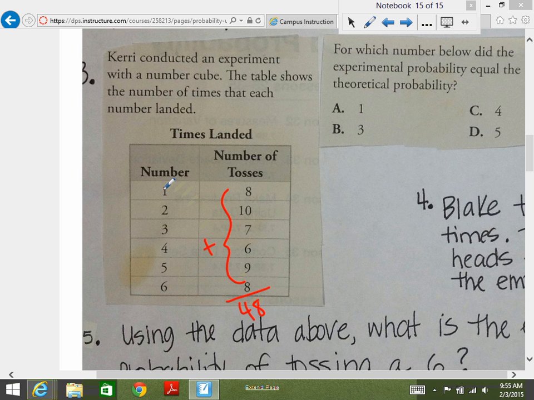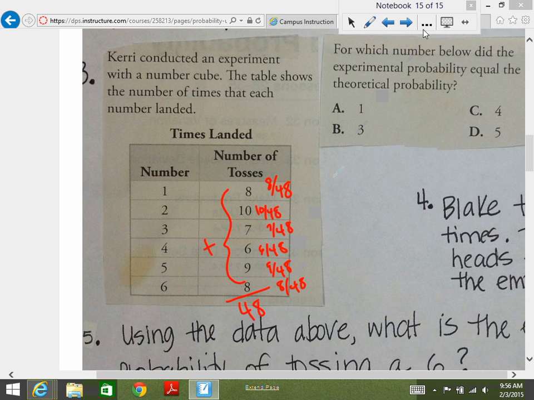So what's the experimental for rolling a 1 for her? What will her fraction be? 8 out of 48. What about rolling a 2? 10 out of 48. Rolling a 3. Good. Rolling a 4. Good. Rolling a 5. Good. Rolling a 6. Fabulous. Okay, now switch gears.